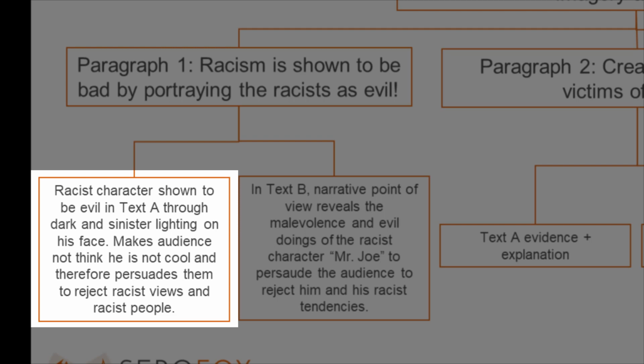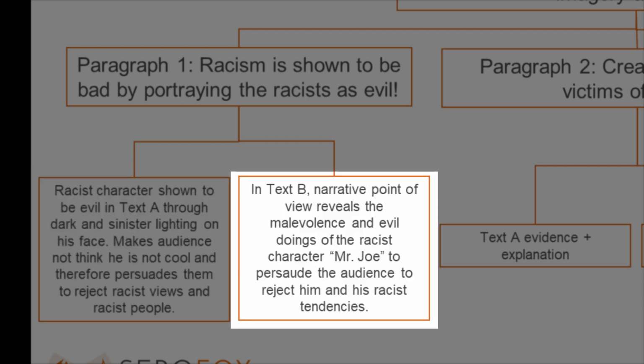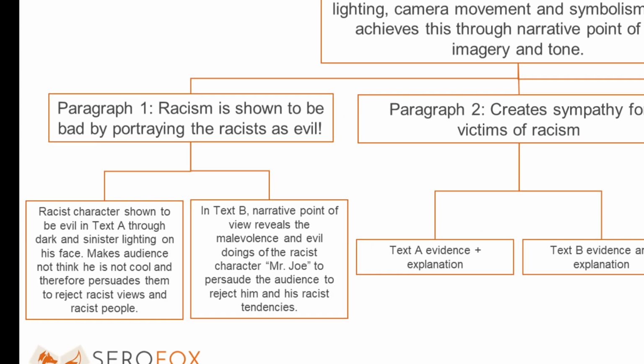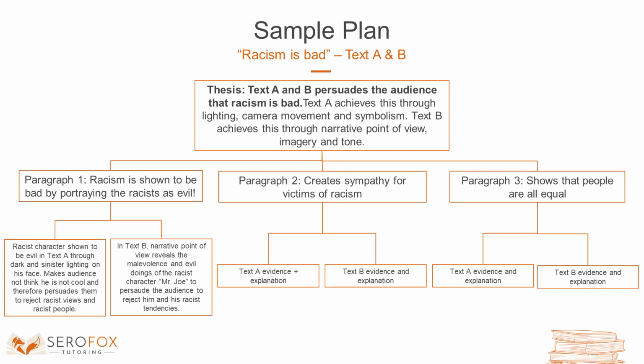So now that I've said how text A achieves this purpose, I go on to compare it to text B. So on the other hand, in text B, narrative point of view reveals the malevolence and evil doings of the racist character Mr. Joe to persuade the audience to reject him and his racist tendencies. So now in my plan, we can see I've compared how, as in what techniques, each text uses to persuade the audience that racism is bad. Now this is an oversimplified example, and I hope that you don't write that racism is bad in your exam, but the method I'm showing you here still applies.